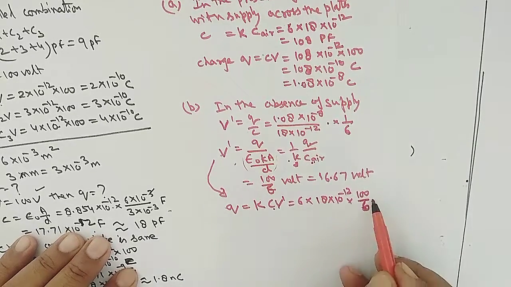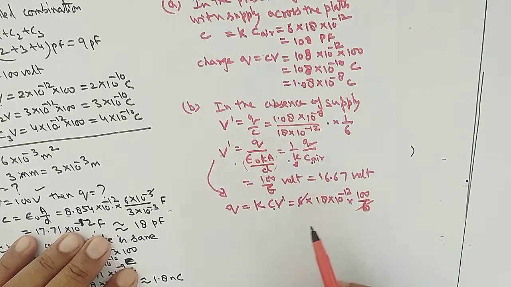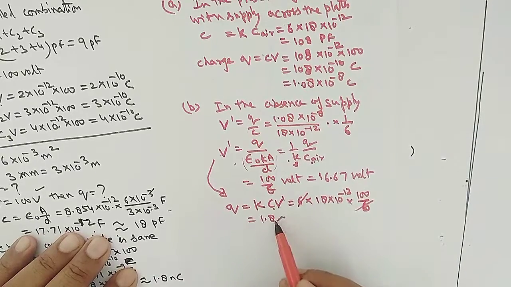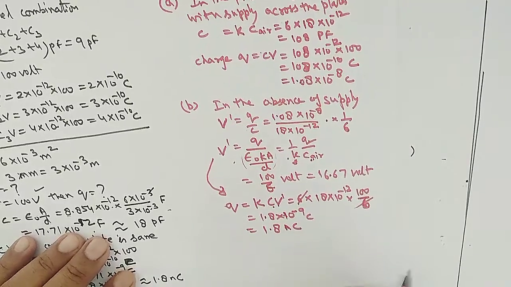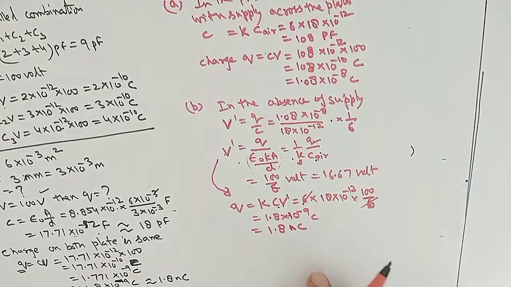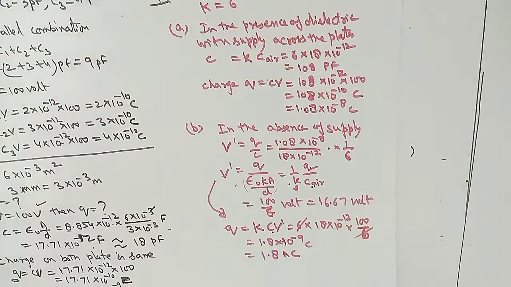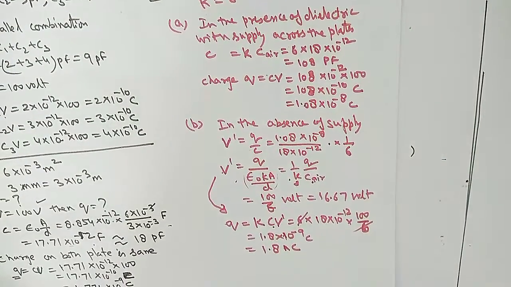Now solve it. 6 is cancelled here, and you will get 1.8 into 10 to power minus 9 coulomb, or simply you can say 1.8 nano coulomb. Okay, so this is the solution of question number 9. Now come to the next question.